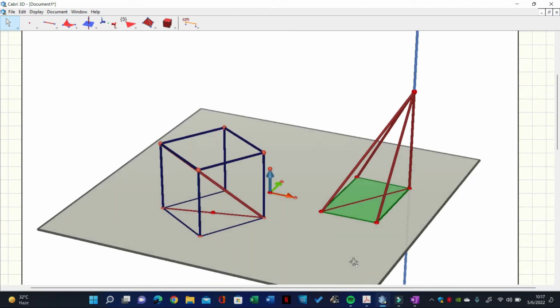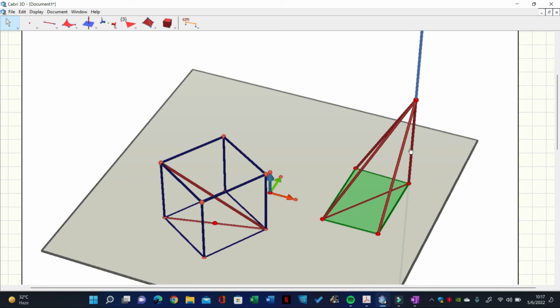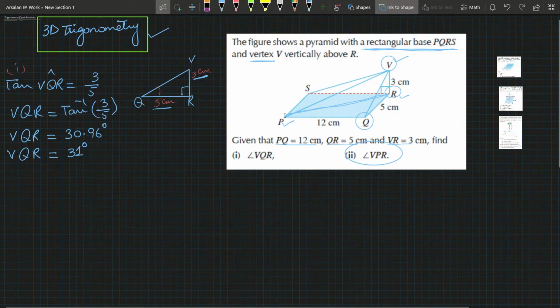Let me change the angle. Okay, so this line is representing the vertical height, this is the diagonal of the rectangle, and this is the slant height of the pyramid, right? So you can see these 3 points are making a right angle triangle, with the 90 degrees formed at the diagonal and the vertical line. Okay, so let's get back to the question. Same concept is here. VRP is a right angle triangle.